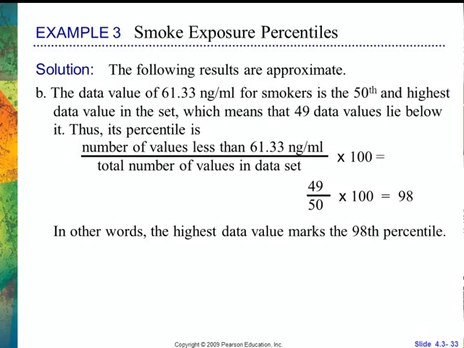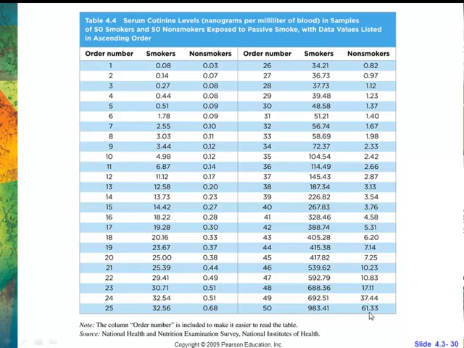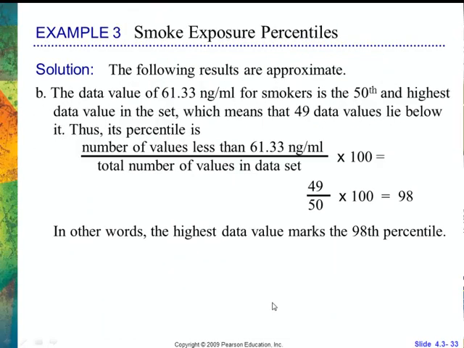The next one here, they have the 61.33 nanograms per milliliter for non-smokers. This is the last one. Well, 49 values are less than that. So 49 over 50, this value, even though it's the highest value, is only in the 98th percentile, because there were 49 values below it. Not all the values are below it.